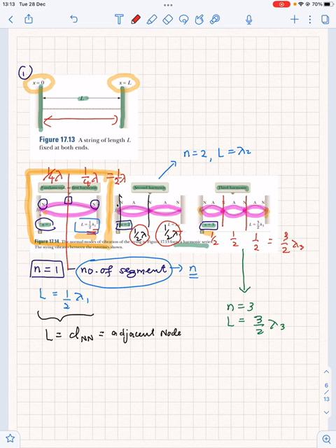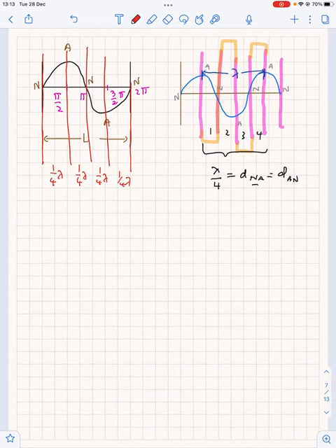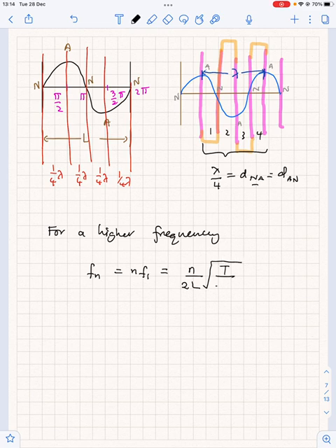From here we can have the equation. One more thing: for the first harmonic we have 1 loop, second harmonic 2 loops, and third harmonic 3 loops. Meaning that the more the loops, the higher the frequency. Then from here we can have the equations for higher frequency. Generally we have the equation Fn equals N f1 equals N over 2L times the square root of T over mu, and N can be 1, 2, 3, and so on.